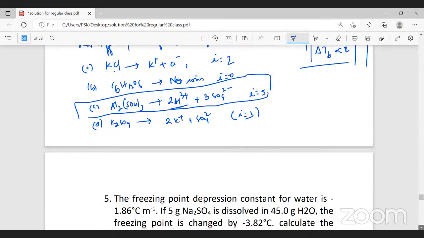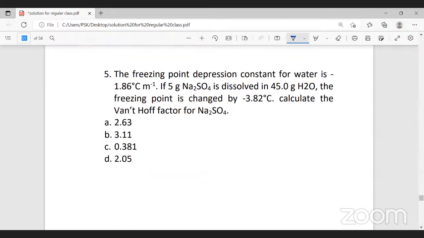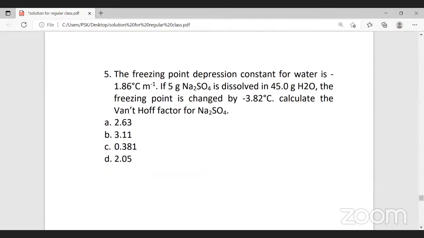The freezing point constant of water is 1.86 degrees Celsius per mole. If 5 grams of sodium sulfate is dissolved in 45 grams of water, the freezing point is changed to minus 3.82 degrees. Calculate the van 't Hoff factor of sodium sulfate.